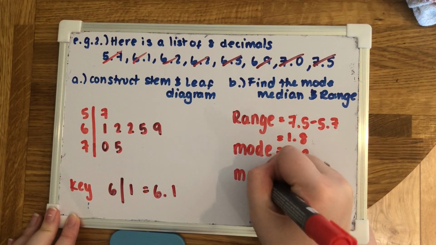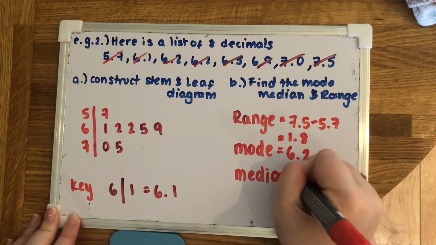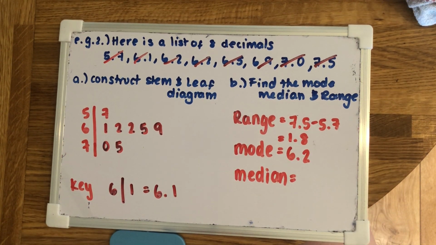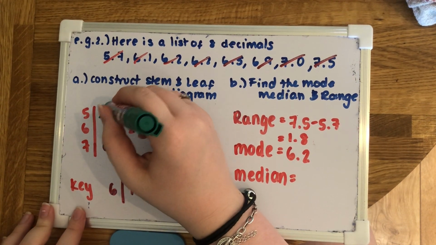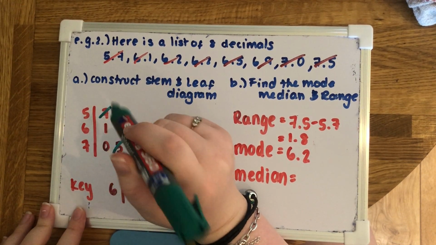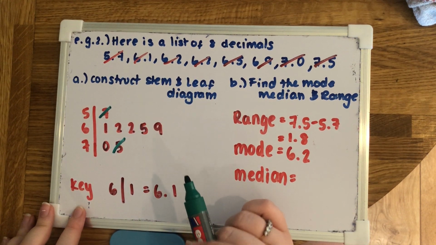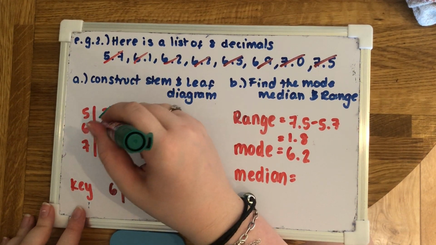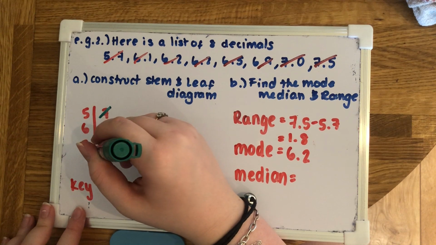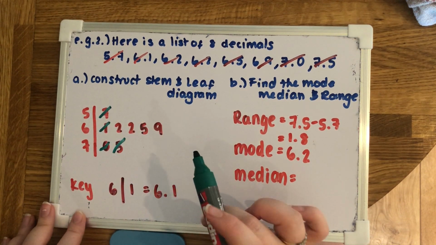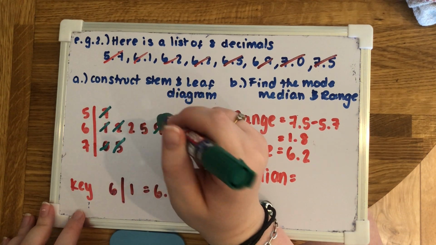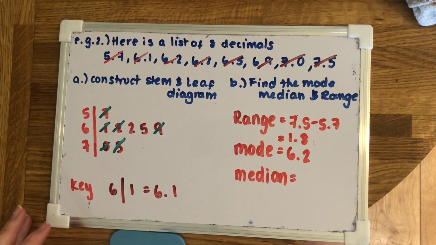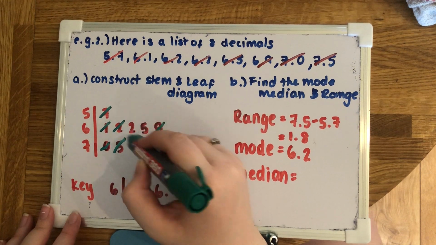Okay, and then the median, we're going to be using our stem and leaf diagram. So we're going to cross off the smallest and the largest. Okay, we're going to do it in pairs. So the smallest is 5.7 and the largest is 7.5. So that's one pair. Next one, the smallest is 6.1, biggest 7.0. Next smallest is 6.2 and the biggest is 6.9. Now we've got 2 numbers in the middle.